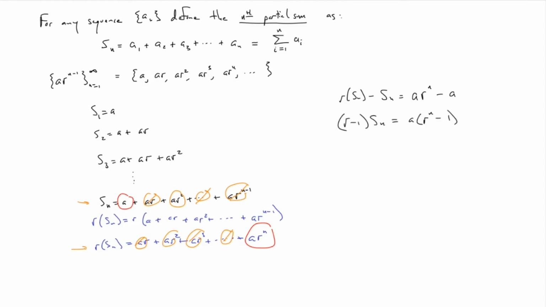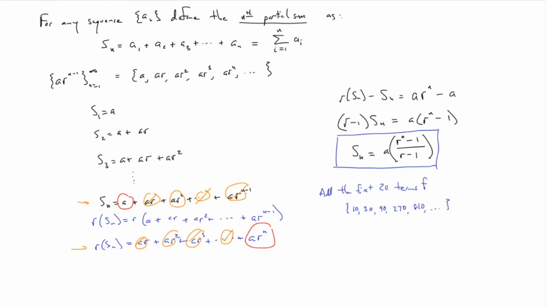And now if we factor out s sub n on the left and factor out a on the right, we get this expression right here. And dividing both sides by r minus 1, this gives us a formula for the nth partial sum of a geometric sequence.